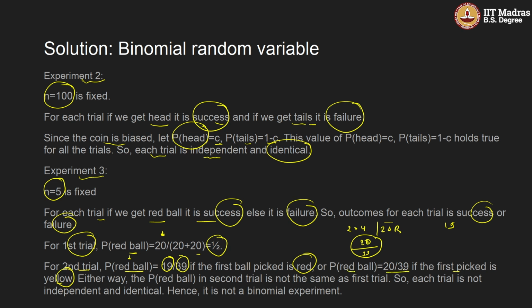So here we can say that the probability of getting a red ball, or the probability of success, is changing from trial to trial. The probability of getting a red ball in the second trial is not the same as the first trial. So the trials are also not independent, because the outcome of the second trial depends on the outcome of the first trial. The trials are not independent and not identical, so experiment number 3 will not be an example of a binomial experiment.